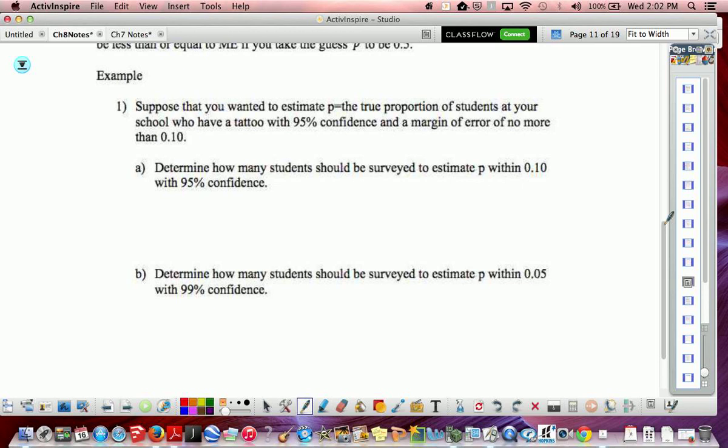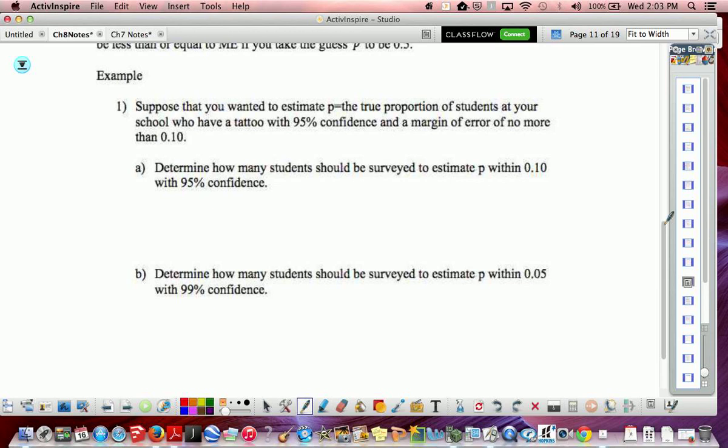If you look at the first question here, it says, suppose you wanted to estimate P, the true proportion of students at your school who have a tattoo. Whoa. Wow. Sex, kissing, and now tattoos. What in the world is this class coming to? With a 95% confidence and a margin of error of no more than 10%. Okay? So, it says determine how many students.